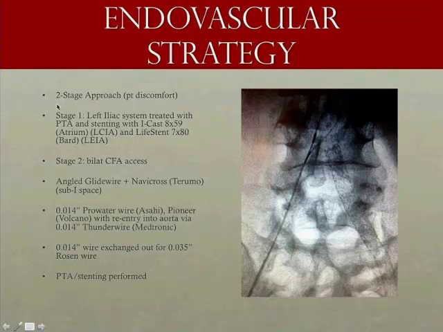So we essentially did it in a two-stage approach. The first stage, which wasn't the intent initially, was endovascular repair of the left iliac system, and that was fairly straightforward. I proceeded with PTA and stenting of his left common iliac artery with an iCast 8x59 balloon-expandable covered stent. And for his left external iliac artery, I opted for a bare metal, self-expanding stent, a LifeStent 7x80.